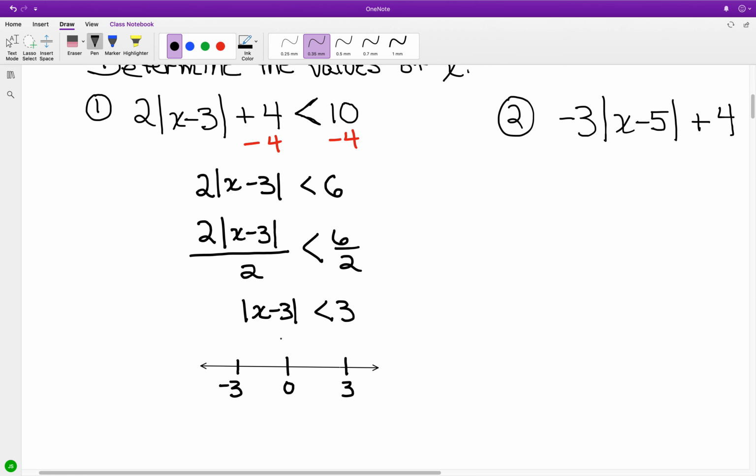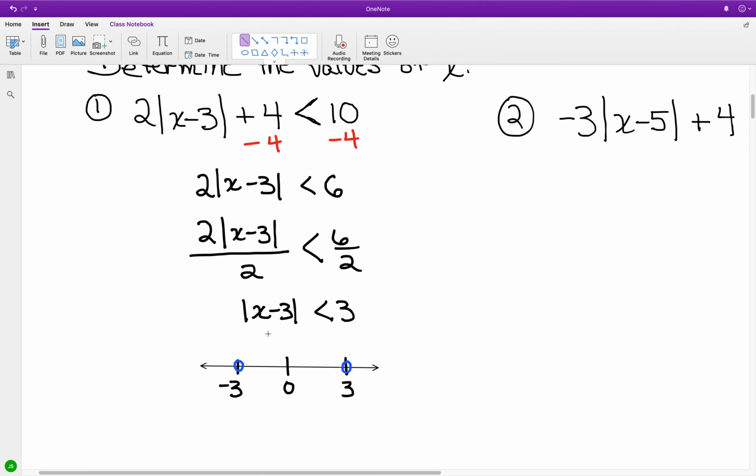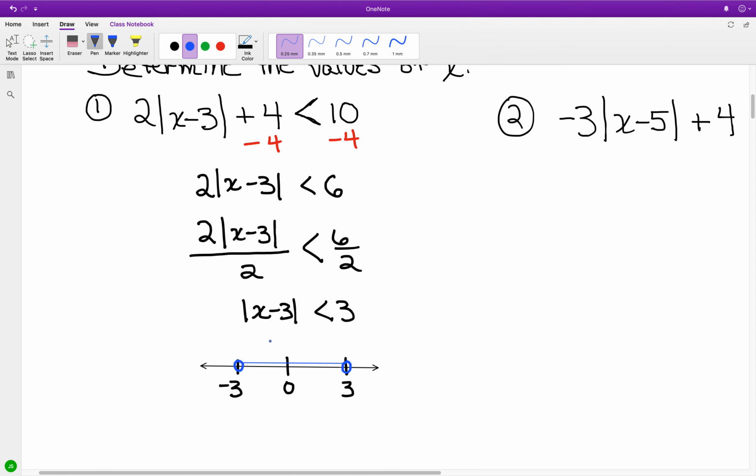And again, if the absolute value of x minus 3 is less than 3, that means that whatever distance x minus 3 is away from 0, it's going to be less than 3 units. So you're going to have x minus 3 fall between negative and positive 3. And since we're looking at less than 3, we're going to have open circles or parentheses at negative and positive 3. And taking what we have now, say, in the graph of x minus 3, you have it situated between negative and positive 3.